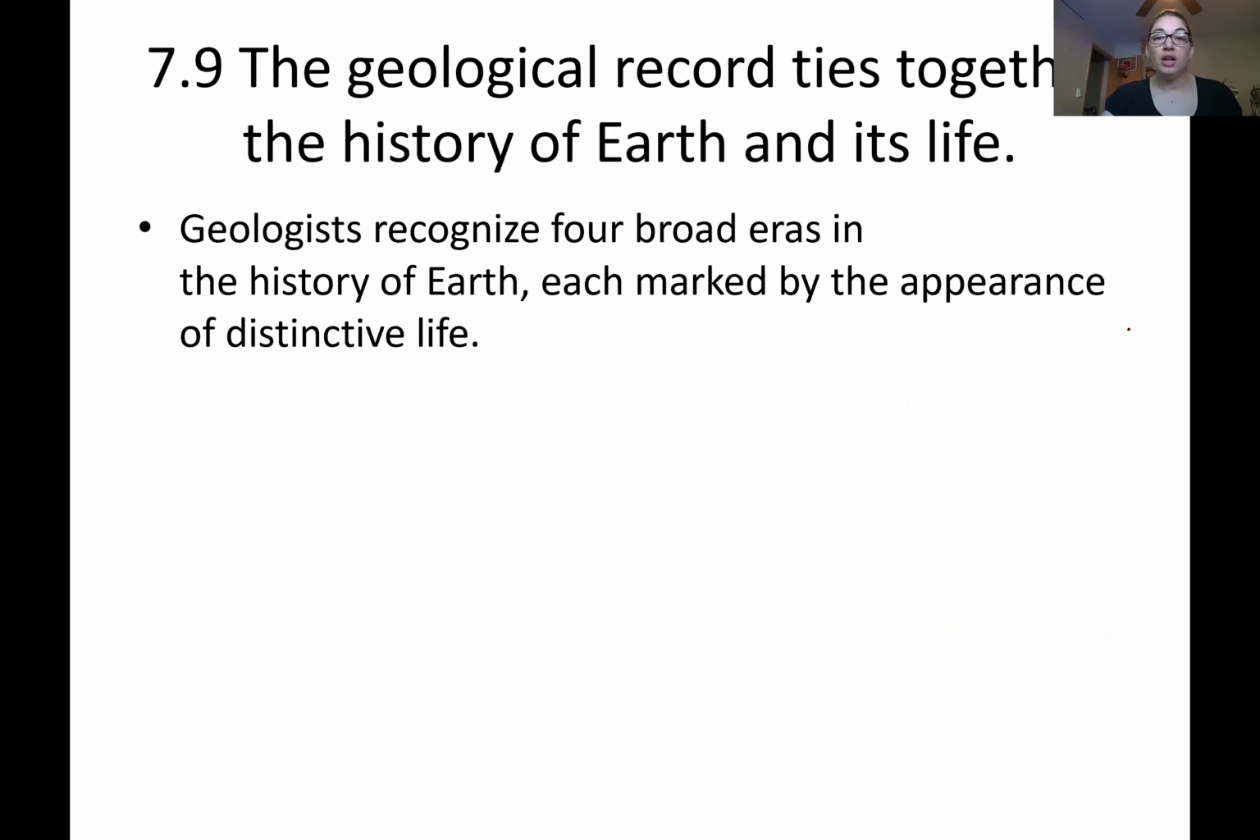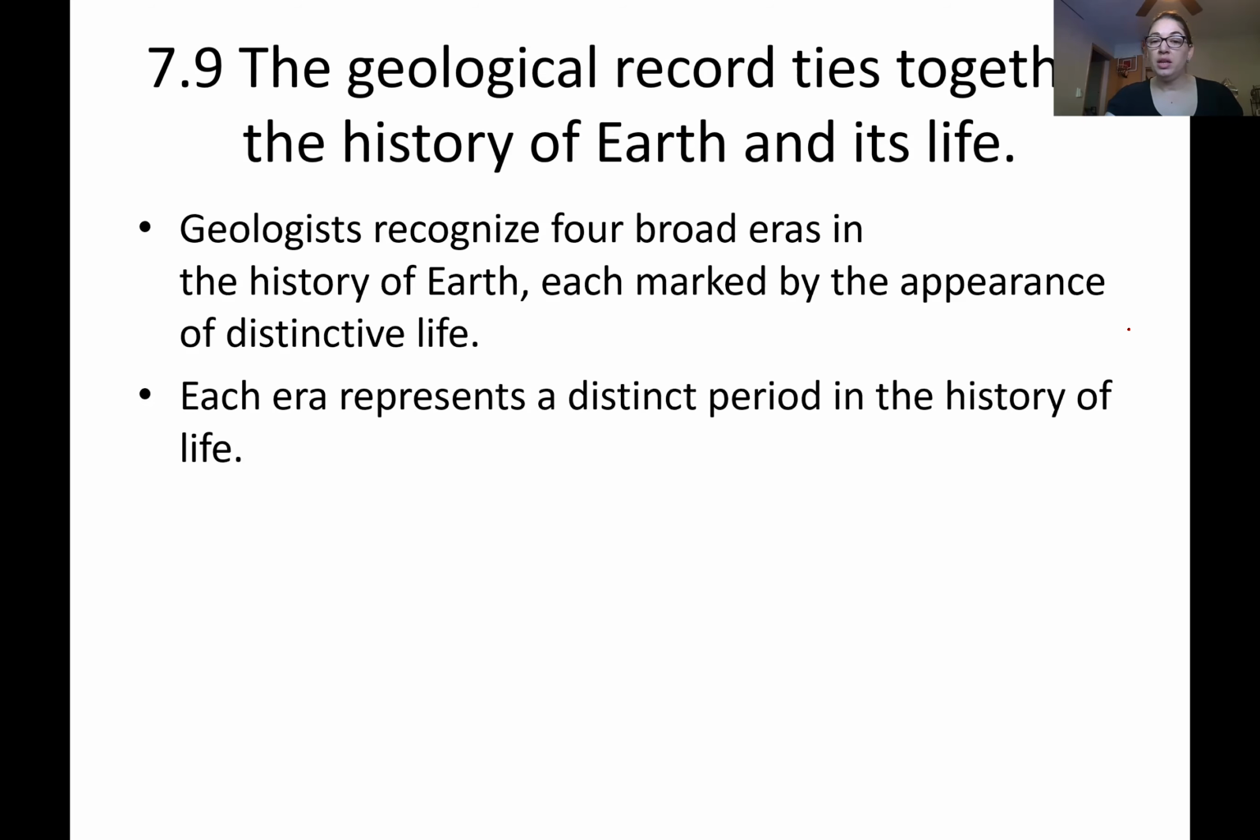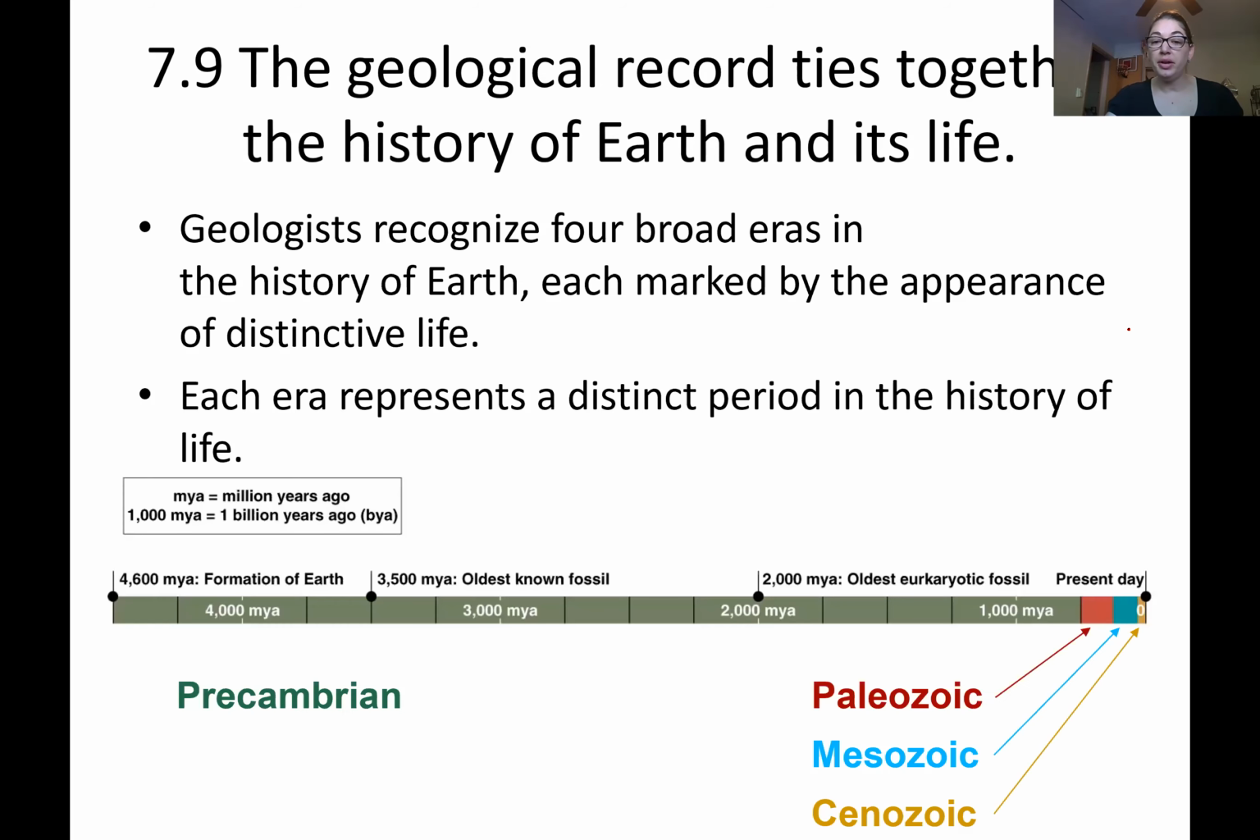Okay, and geological records tie the history of Earth and life together. So geology is important when we talk about evolution. In geology, there are 4 broad periods in the history of Earth, and each of those periods is marked by the appearance of distinctive life. And each era represents a distinct period in that life. So if we look here, this shows a time scale from when we believe Earth was formed all the way to present day here. There are 4 major periods.